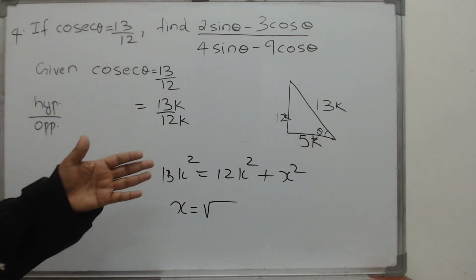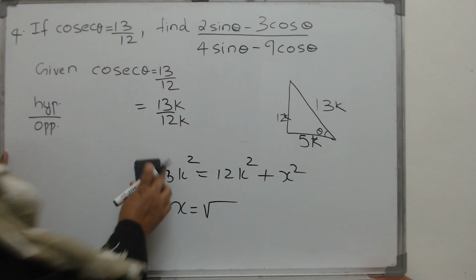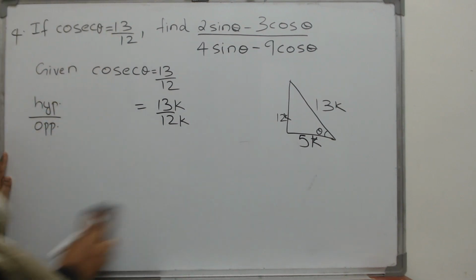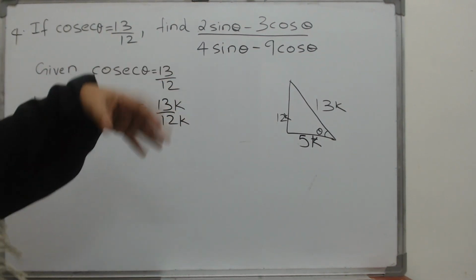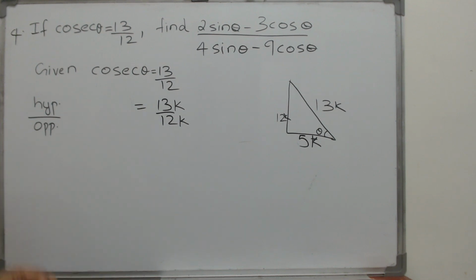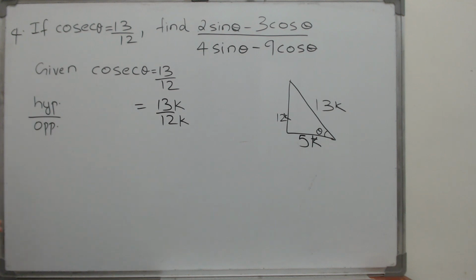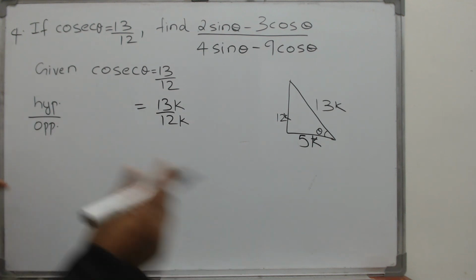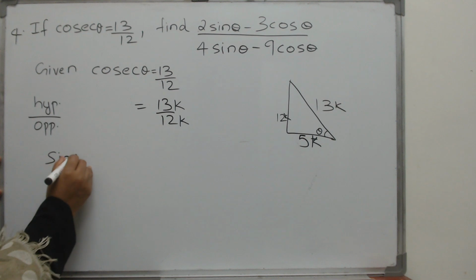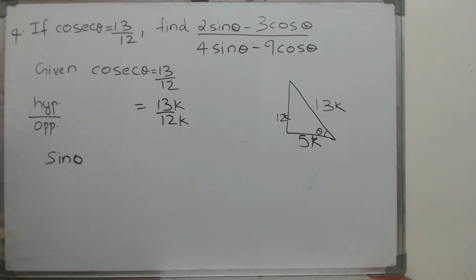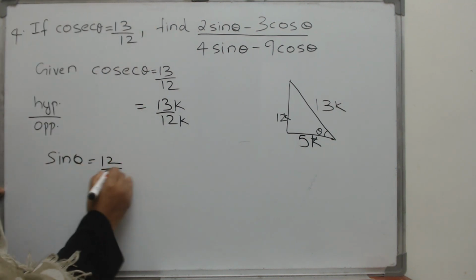So when such questions come for exam, don't waste time doing all the calculations. You should know these sets of numbers. So what have we got? We have got the third side as 5k. So what is your sine theta? It is 12 by 13.